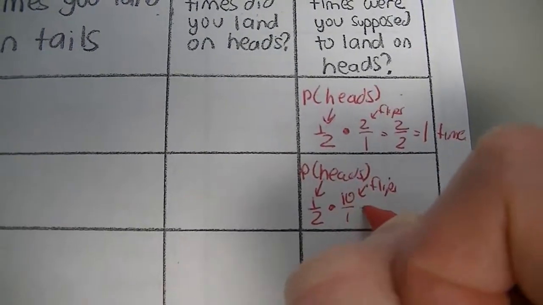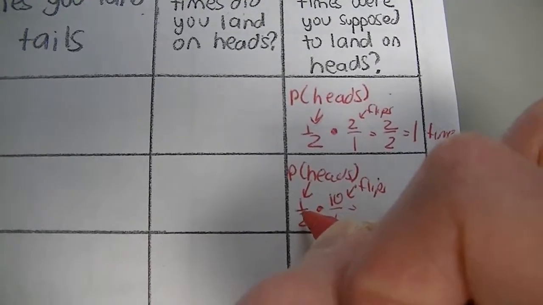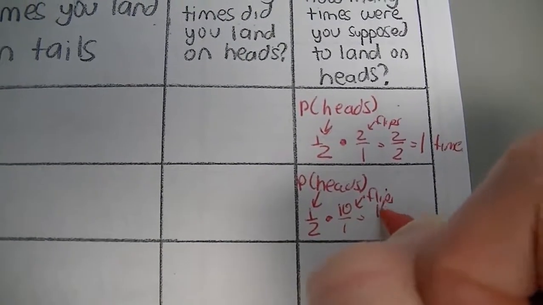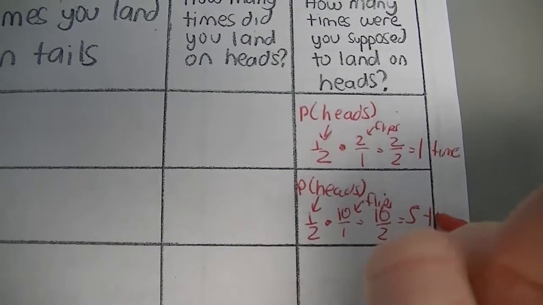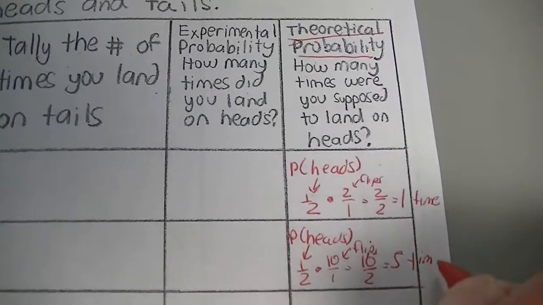So I'm going to put it in its fractional form so I can easily multiply that in my brain. 1 times 10 is 10. 2 times 1 is 2. 10 divided by 2 is 5. I expect to land on it 5 times according to theoretical probability.